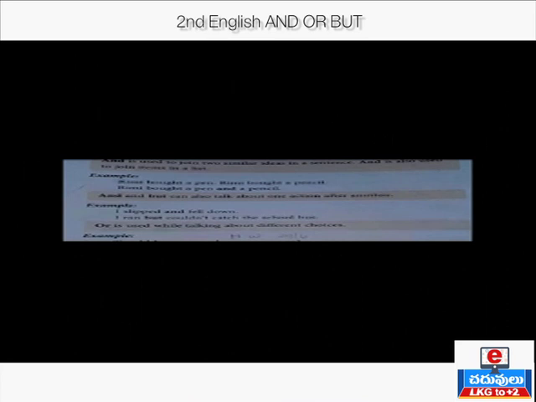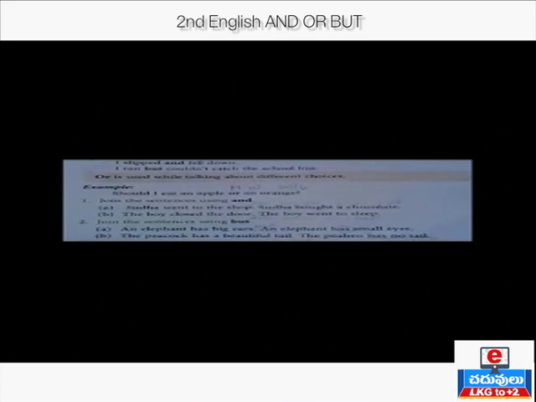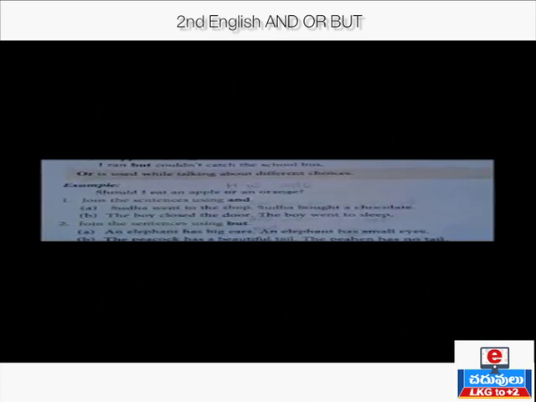Next, or is used while talking about different choices. Which one is used while talking about different choices, children? Or is used while talking about different choices. Example, should I eat an apple or an orange? What? Should I eat an apple or an orange? Or you have to use or in that. Okay. Next. Should I eat an apple or an orange?